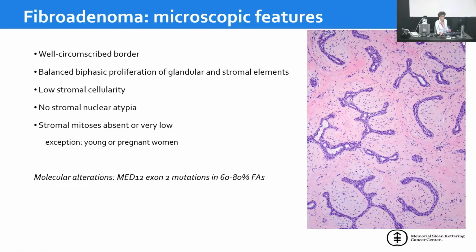There is no stromal nuclear atypia, and mitoses are extremely rare, I would say absent in most cases, with the possible exception of young or pregnant women, where we may find some mitotic activity even in the spindle cell of a fibroadenoma. I will mention right now that molecular alterations have been found in fibroadenomas that involve MED12 exon 2 mutations in about 60 to 80% of fibroadenomas.